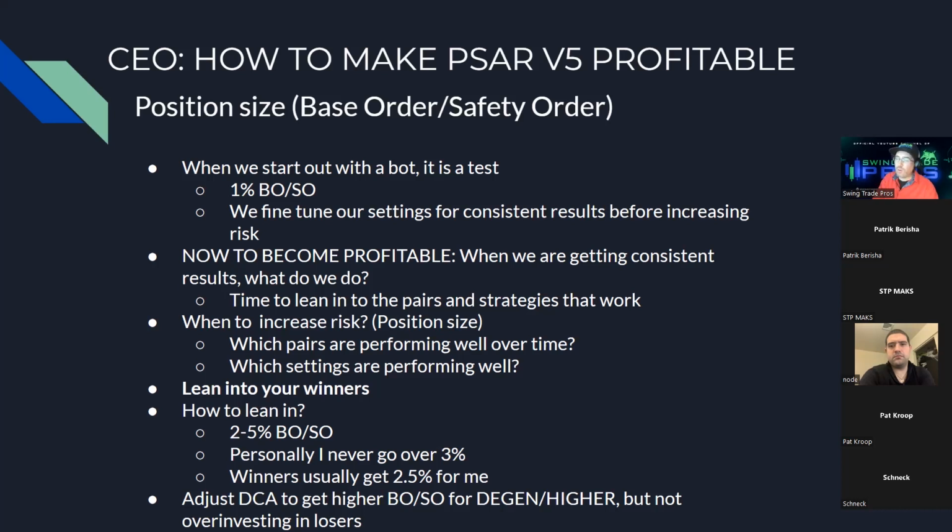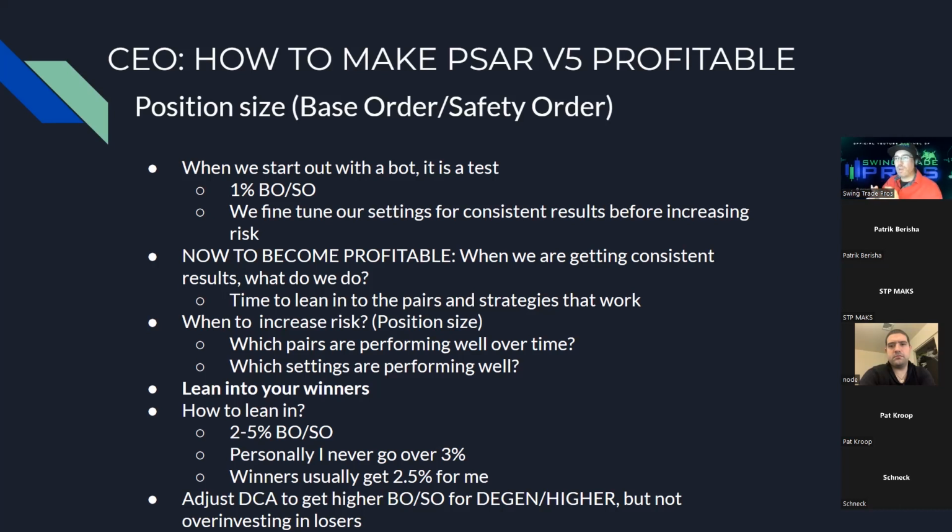And so then maybe you have a different composite bot set up for that, or you just know that this pair is set up with this strategy, whereas this pair is set up with this other strategy. You know which ones to lean in because you can see performance over time. Okay, look at that. Okay, and when you see good performance, that's the time to lean in. How do you lean in? So this is where you can start going up from that 1% base order safety order and start to ease into higher position size, right?